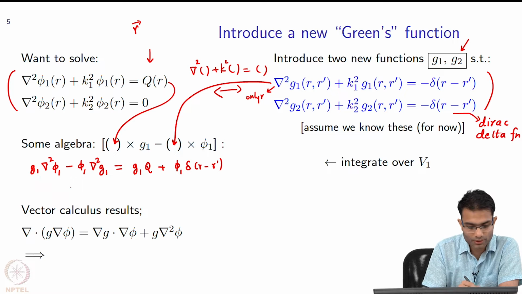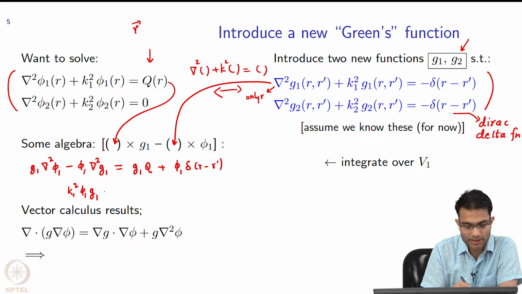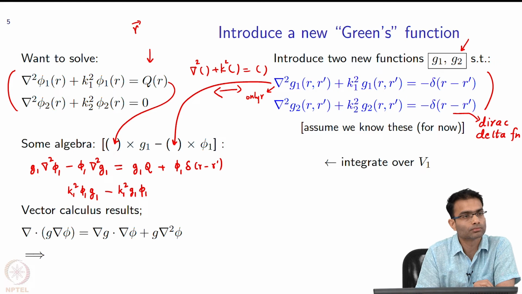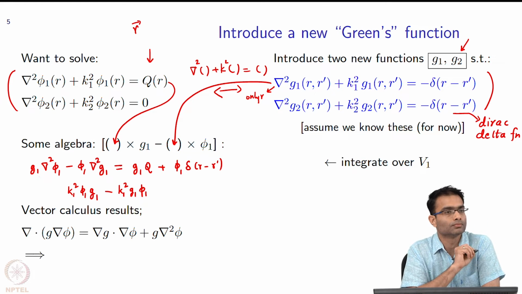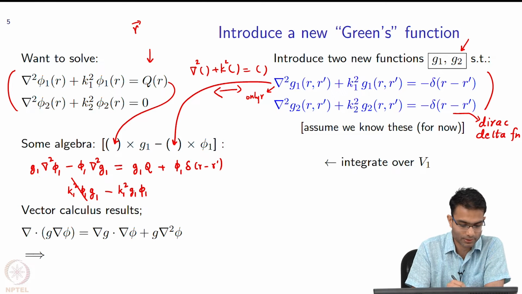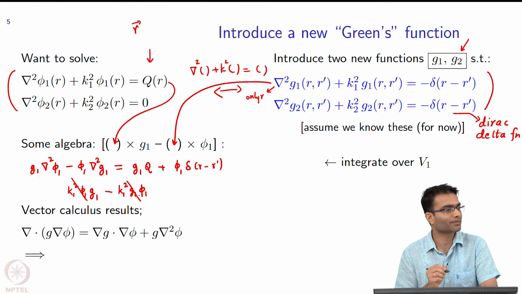Okay, so what will the k 1 be? I will have a k 1 squared phi 1 multiplied by g 1 from the first term, and from the second term I am subtracting. So, I will have k 1 squared g 1 multiplied by phi 1. I am subtracting these two equations, right. So, this gets cancelled, and I am just left with this.